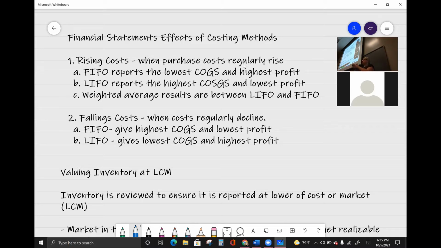So if I have first in, first out, and cost is rising, that means the older pieces have a lower cost of goods. And then flip that for last in, first out. If the cost is rising, I have a higher cost of the new stuff that just came in. So what's happening to my income statement? I'm having higher costs that are now going out, and I'm going to have lower gross profit. And then the weighted average falls somewhere between the two.